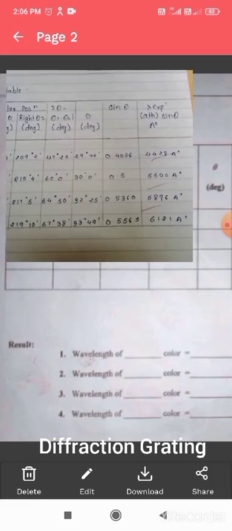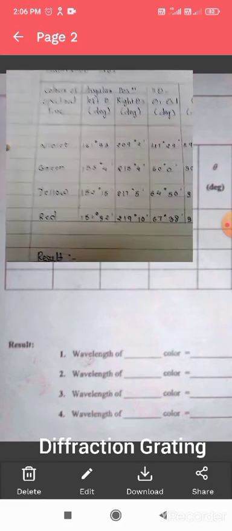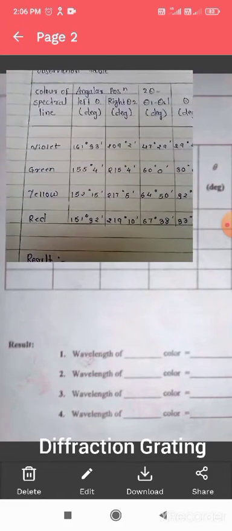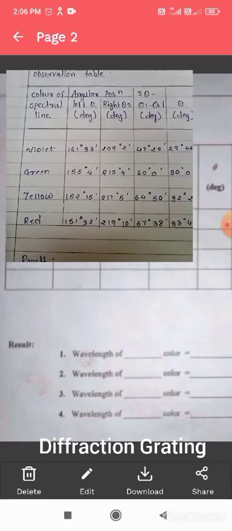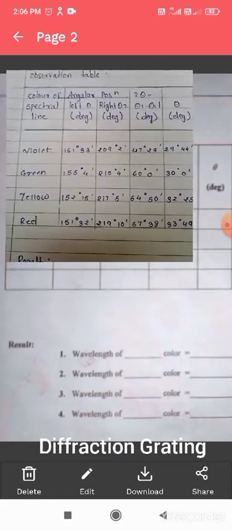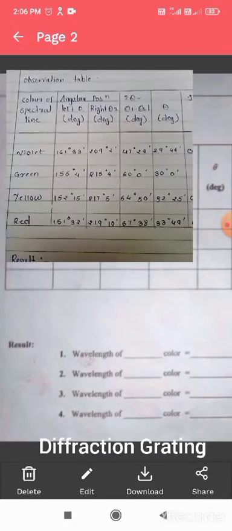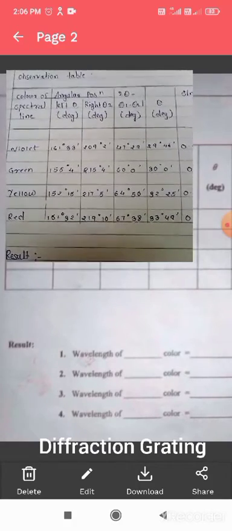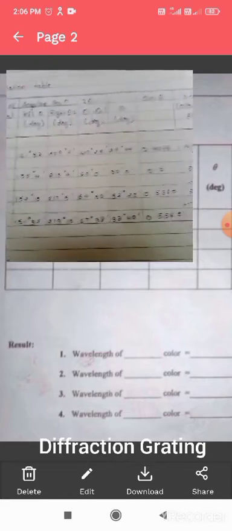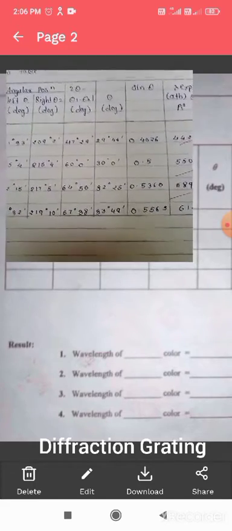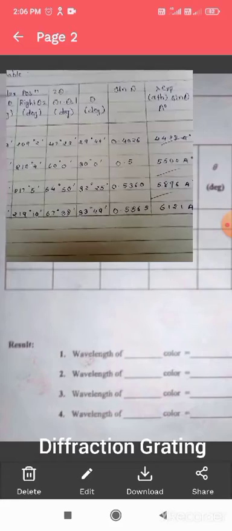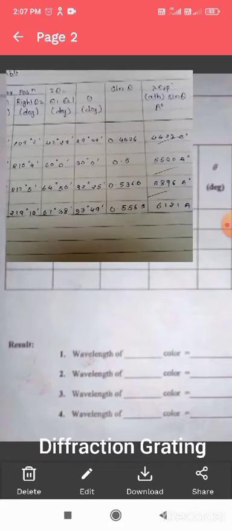Then repeat the procedure for green color. 155 degree 4 minutes is the left side reading, and for the right side it is 215 degree 4 minutes. So its answer will be negative, but we take the mod. So mod will be 60 degree 0 minutes. Divided by 2, it will be 30 degree 0 minutes. Then sine theta will be 0.5. If we substitute there, we get lambda expected equal to 5500 Angstrom.